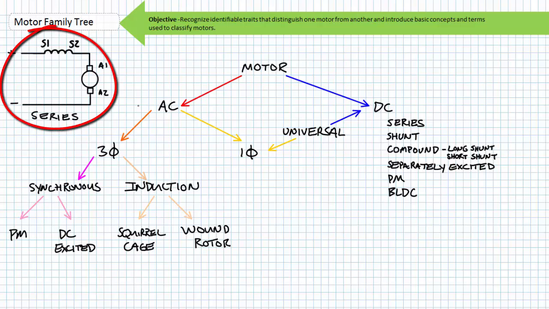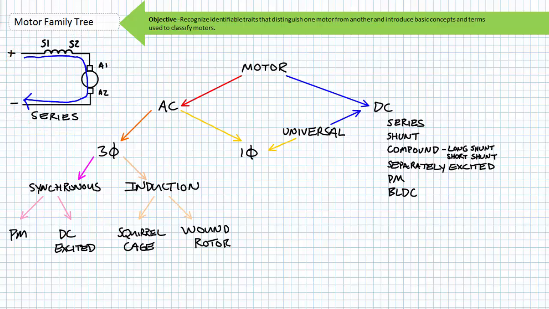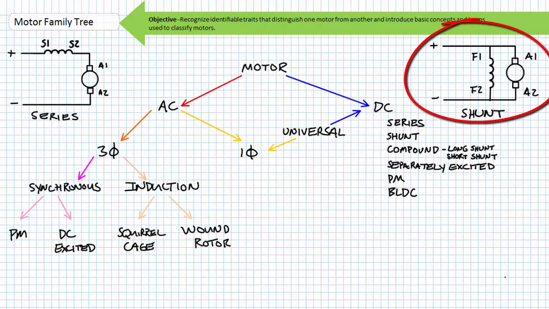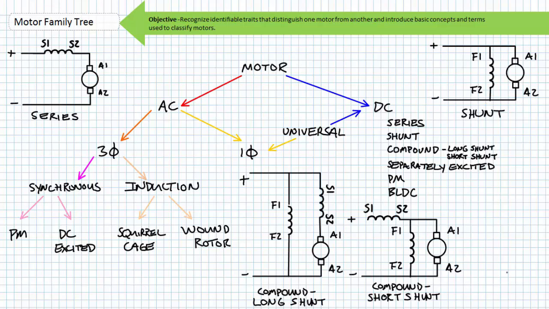The armature winding could be in series with the field winding for a series DC motor. The current through the armature and field will be the same. The armature winding could be in parallel with the field winding for a shunt wound DC motor. The voltage across the armature and the field winding will be the same. Additionally, there could be both a series and shunt winding in a compound DC motor, and that shunt winding can encompass both the series and armature winding in a long shunt compound DC motor, or just the armature winding in a short shunt compound DC motor.